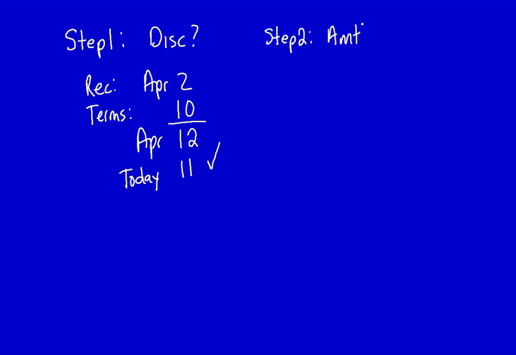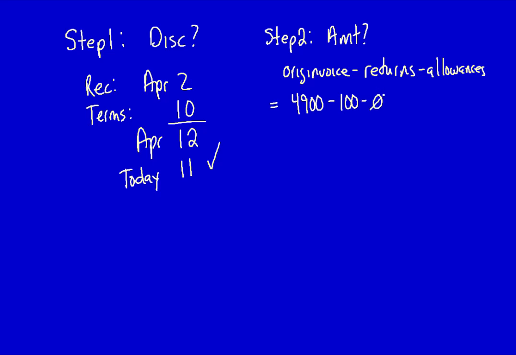Step 2. What is the amount of the accounts payable? Always take the original invoice, subtract any returns or allowances to determine the amount. In this case, the original invoice was $4,900, and we have one return for $100 and no allowances. So the amount of the accounts payable is $4,800.